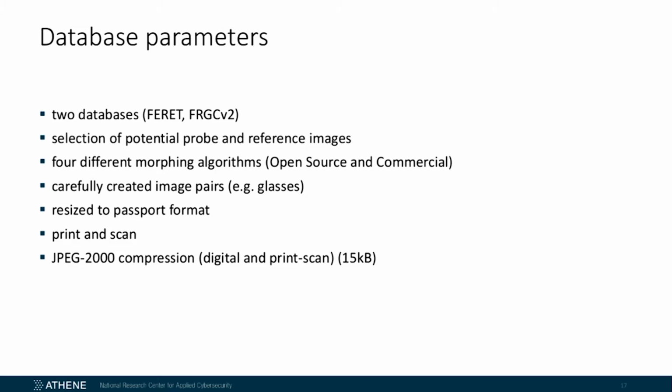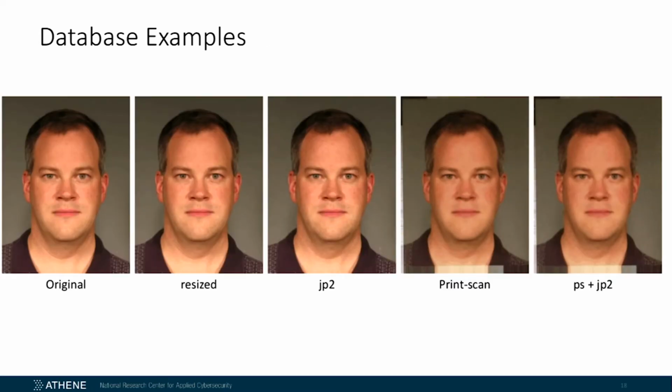And the finished database was resized to passport format, printed and scanned, and compressed with JPEG 2000 to 15 kilobyte, which is exactly what you can expect from a passport. Here are examples of the database of the bona fide images. So here we have the original image, the resized image that doesn't change that much, the image in JPEG 2000 compression, and here you can see that it gets smoother.